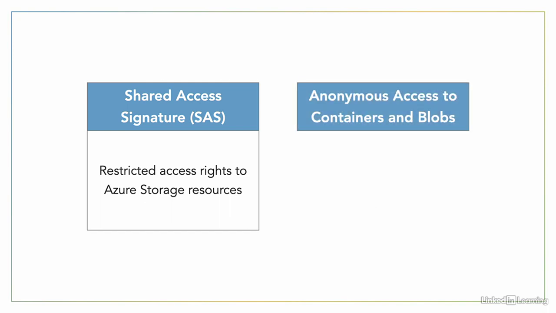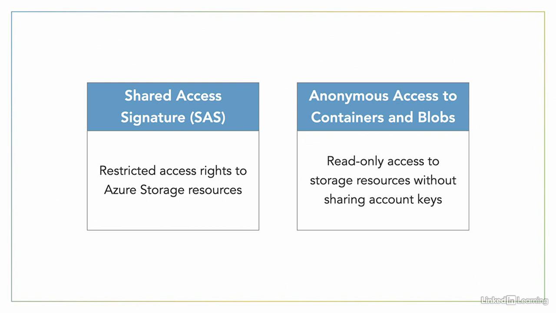You can also enable anonymous public read access to a container and its blobs in Azure Blob Storage. By doing so, you can grant read-only access to these resources without sharing your account key and without requiring a shared access signature. Public read access is best for scenarios where you want certain blobs to always be available for anonymous read access.